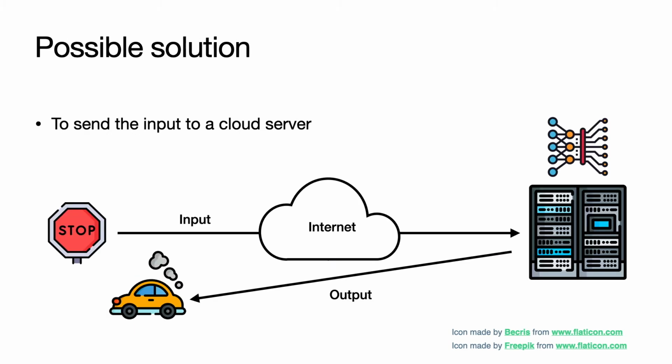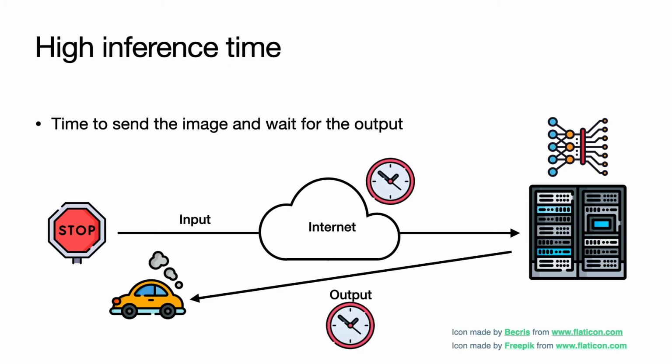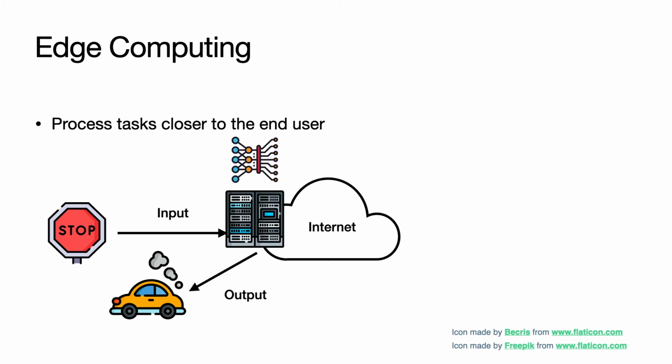A possible solution is to rely on an external server, such as a cloud server. So, the device can send the image to the cloud, and the cloud processes the layers and sends back the output. However, it takes time to send the image and wait for the output. So we have the same problem with the inference time as before. A possible solution is edge computing, making the server closer to the end device. It reduces the problem, but we can still make it better.